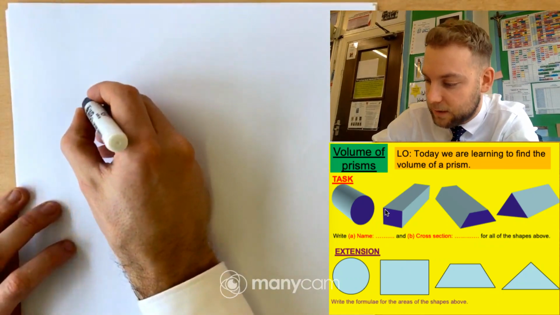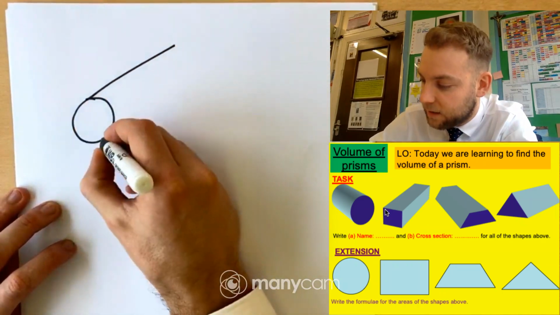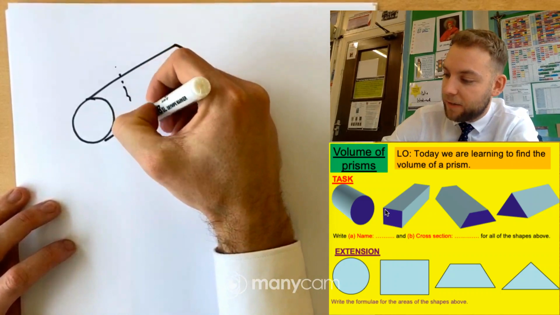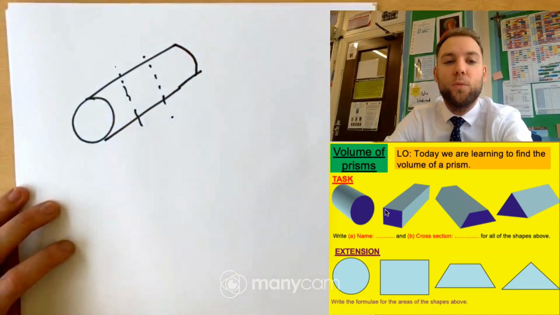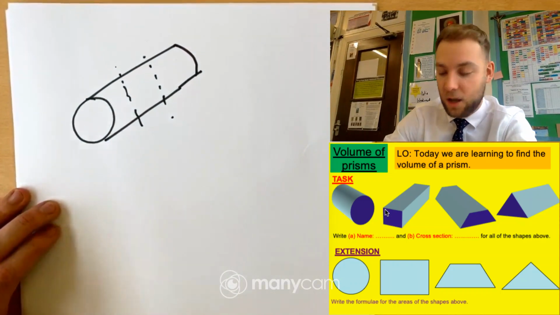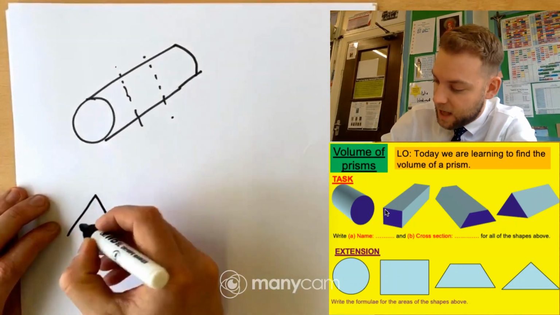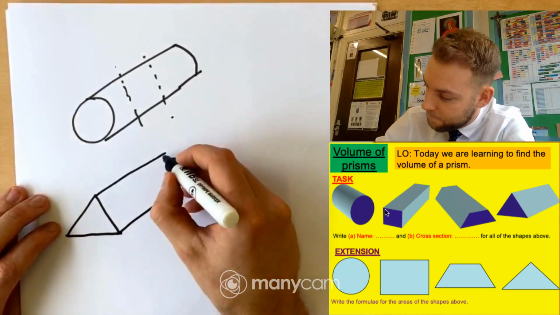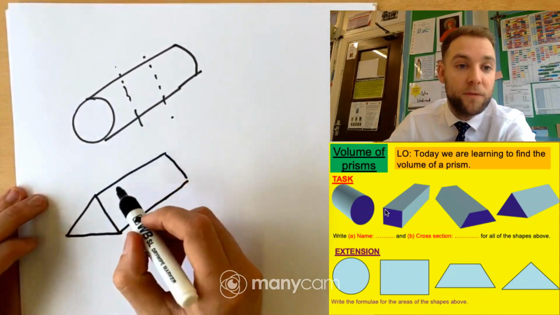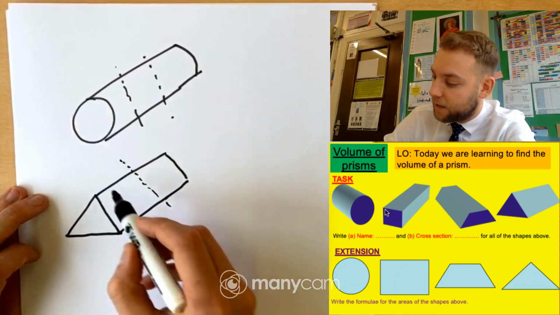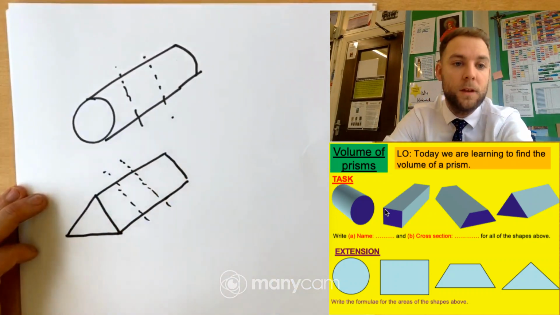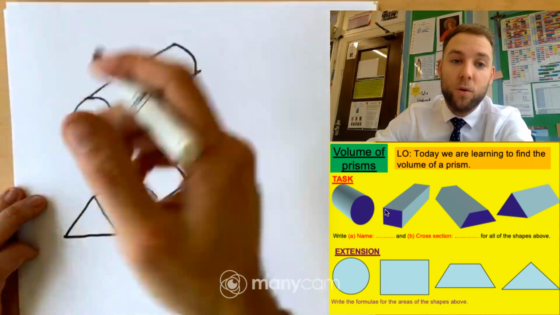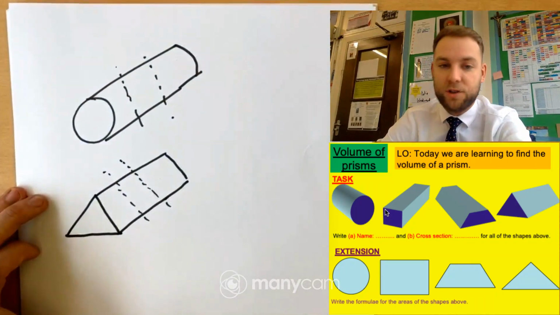I'll show you a cylinder. So here we have a cylinder like so. And anywhere you cut down that cylinder, you'll end up with a circle. Another shape of this is a triangular prism. And with this one, anywhere you cut down that shape, you'll end up with a triangle. So anywhere you cut along all of these, you'll end up with the same shape.